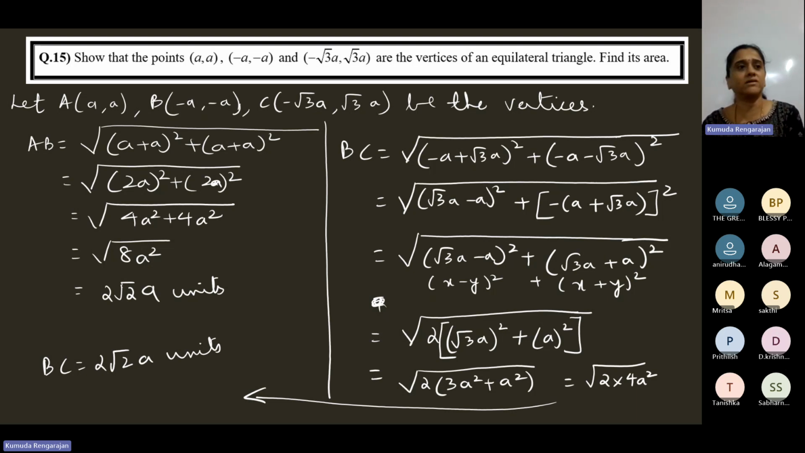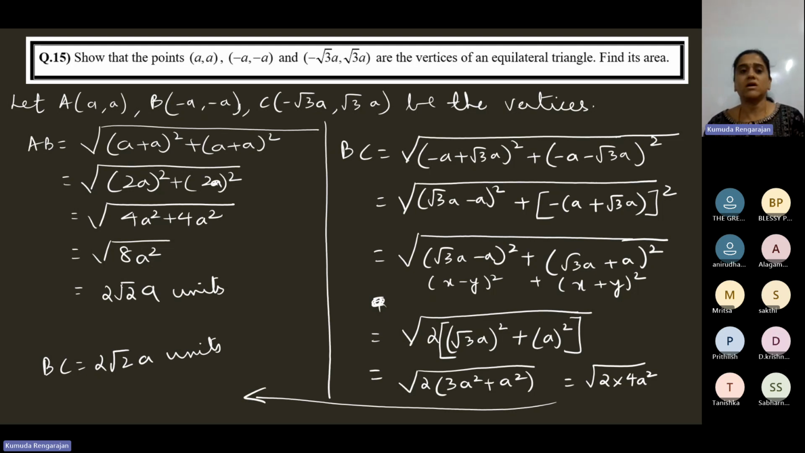And how do you find the area? Formula. Root 3 by 4 into side square. So root 3 by 4 into what is the side? AB is a side, BC is a side, AC is a side. What's the side? 2 root 2a. So root 3 by 4 into side square. Root 3 by 4 into 2 root 2a the whole square will give you the area of the triangle.